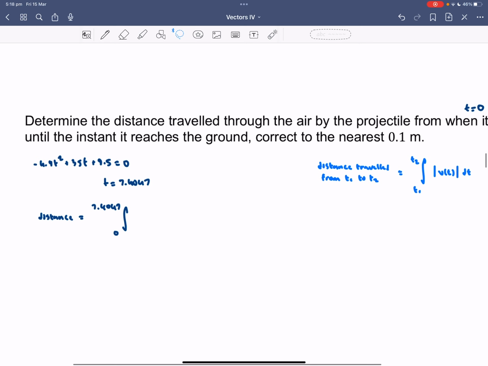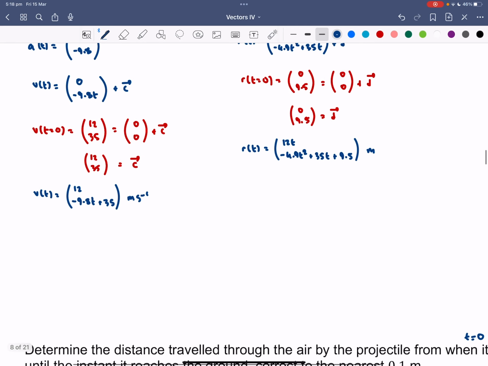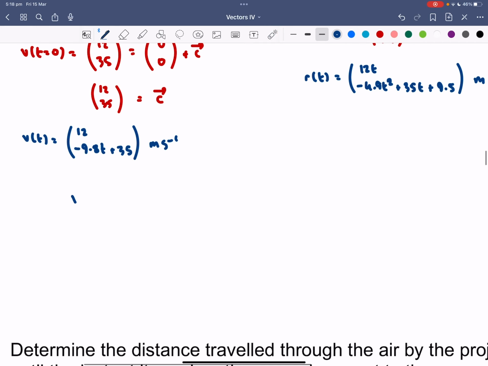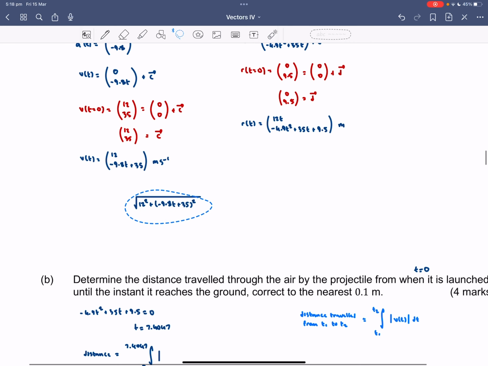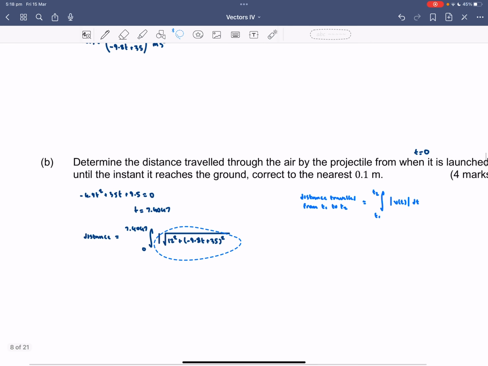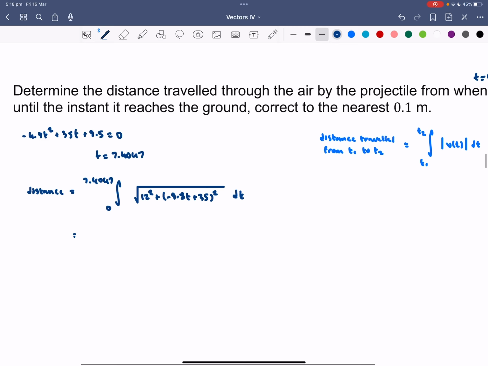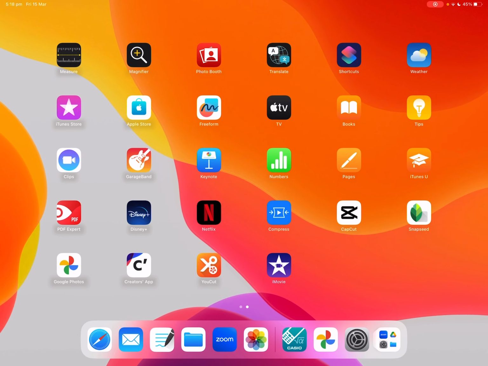We've got the 2 times. Then we need the magnitude of the velocity vector. The velocity vector was this, so we want the magnitude of this vector. The magnitude of this vector is the square root of 12 squared plus minus 9.8t plus 35 squared. All right, that is the magnitude of the velocity vector, dt. And that should tell us the distance traveled. Let's have a look.